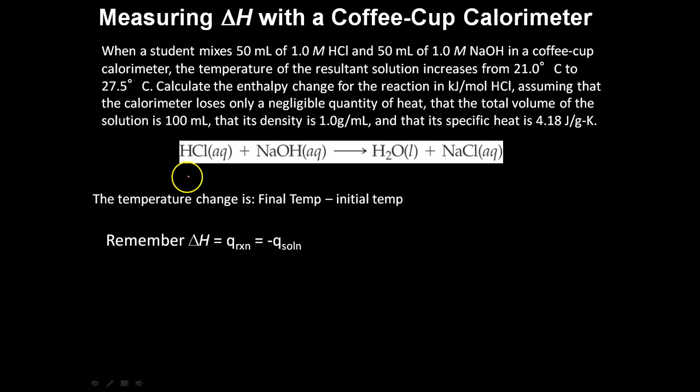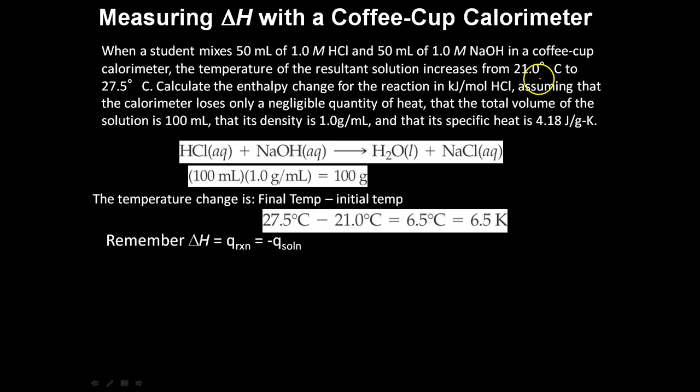All right, so the first thing we want to do is go ahead and calculate the mass of the solution. Well, if we take the volume of the solution and multiply so that we're canceling the milliliters and going to grams, we'll end up with 100 grams of solution. Next step, the temperature change, that is delta T. So delta T is the final temperature shown here minus the initial temperature shown there. Final minus initial equals 6.5 degrees Celsius or 6.5 degrees Kelvin.